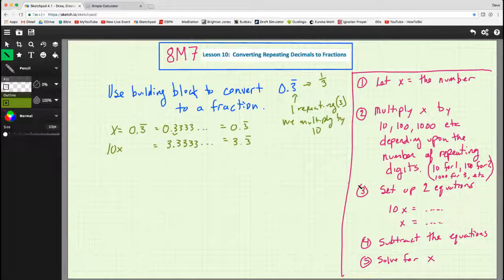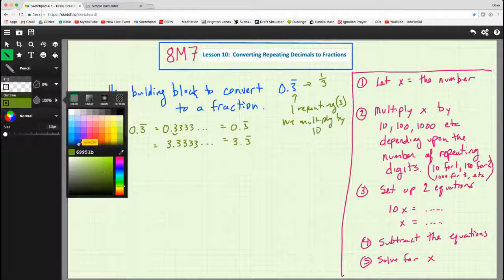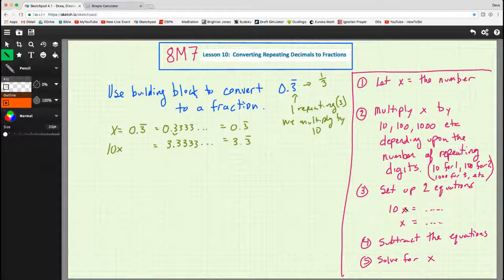Okay, now we're going to do our step 3. We're going to switch colors here. We'll switch it over to orange. And we're going to set up our 2 equations. The big one on top, 10x equals 3.3 bar. And on the bottom, we'll set up the small one. So x equals 0.3 bar. And now in step 4, we're going to subtract them. So when we subtract, on the left, we get 10x. We can subtract equations. If this equals that and this equals that, then we can subtract these 2 things and these 2 things, and we can still have an equation.